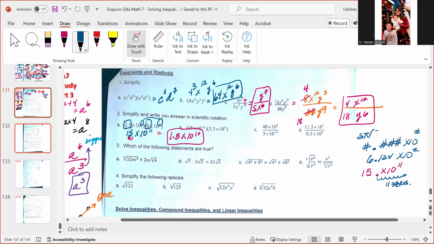So scientific notation is just a shorthand way of writing really long numbers. The shorthand way of writing very long numbers. All right.